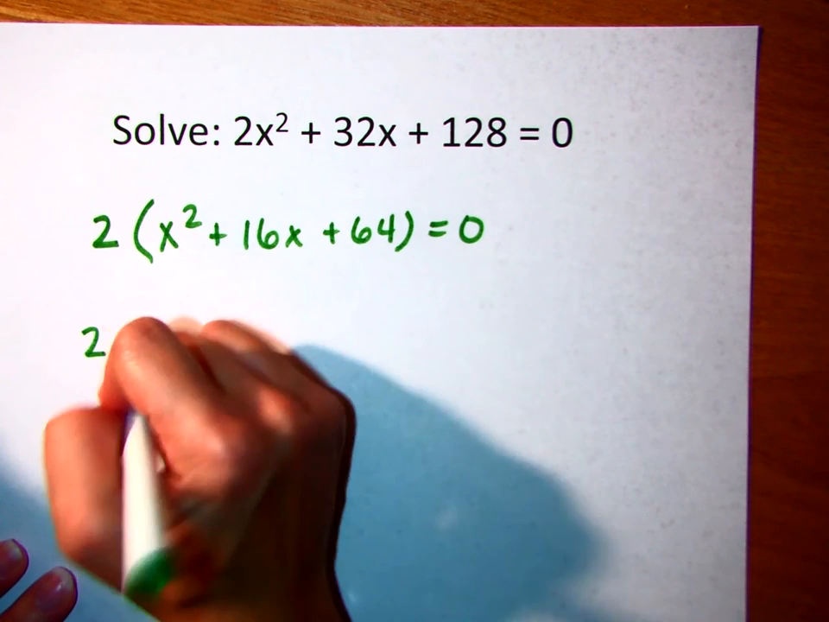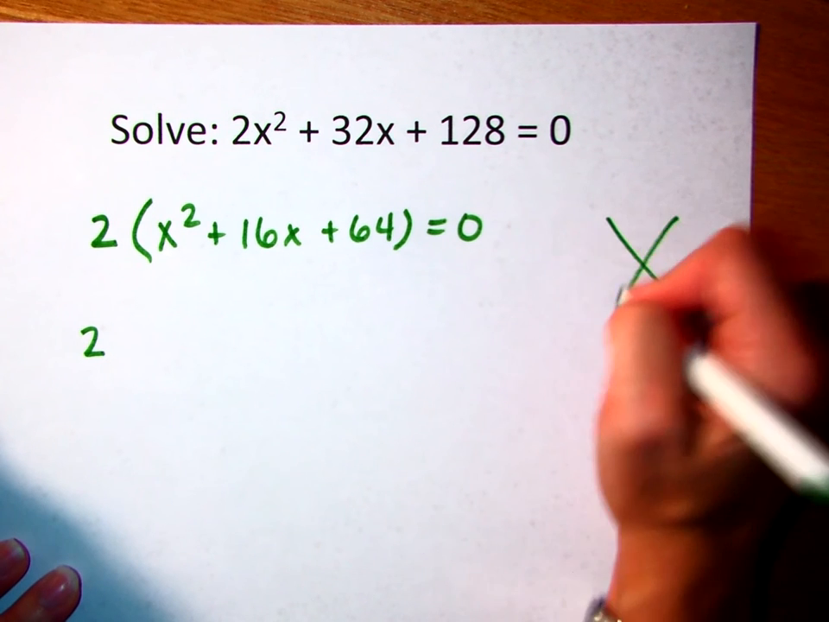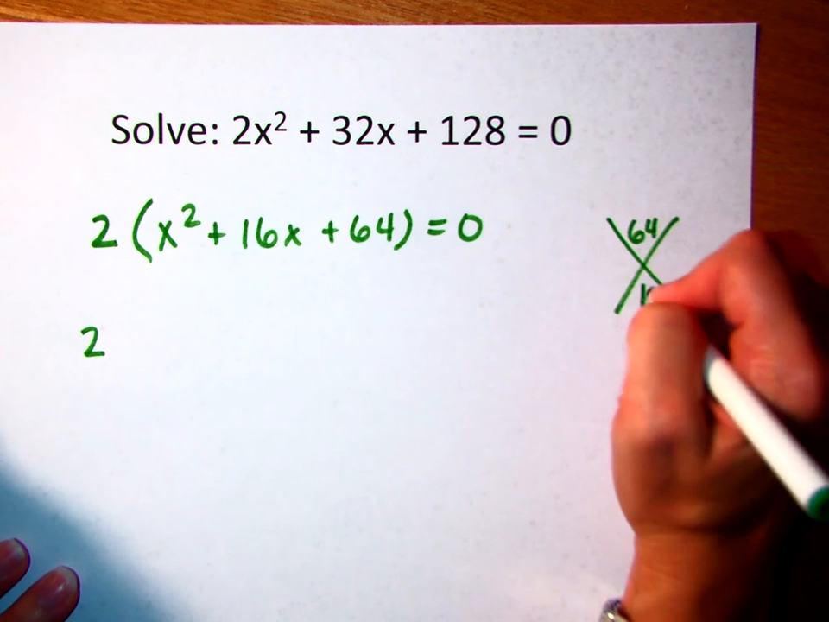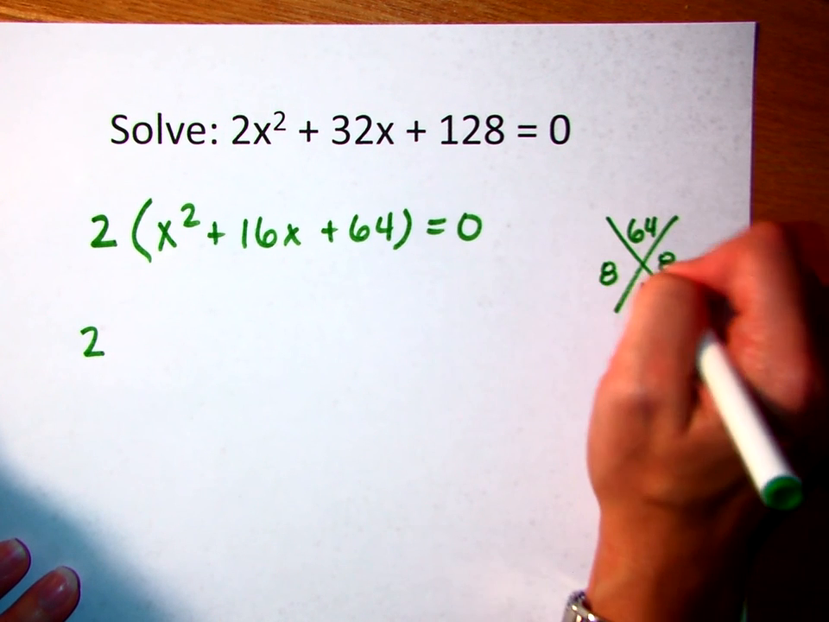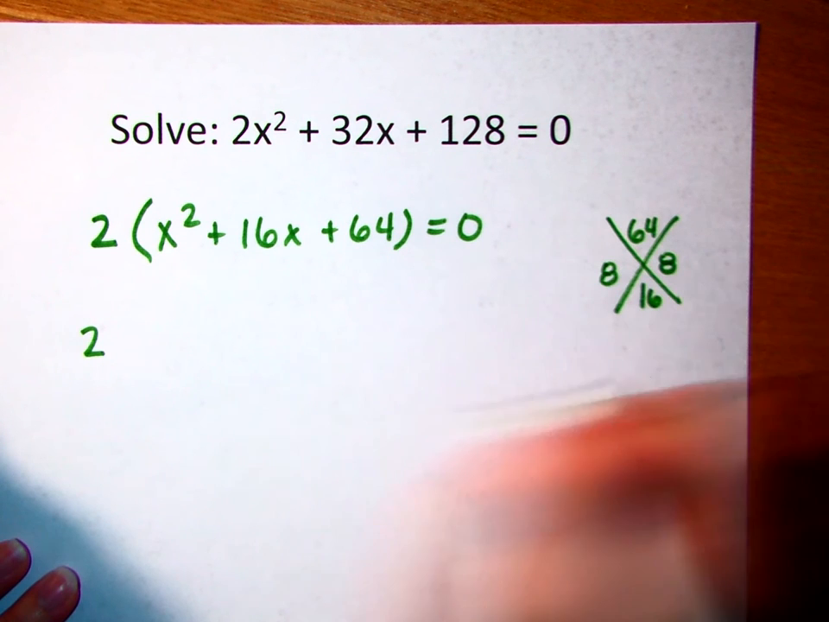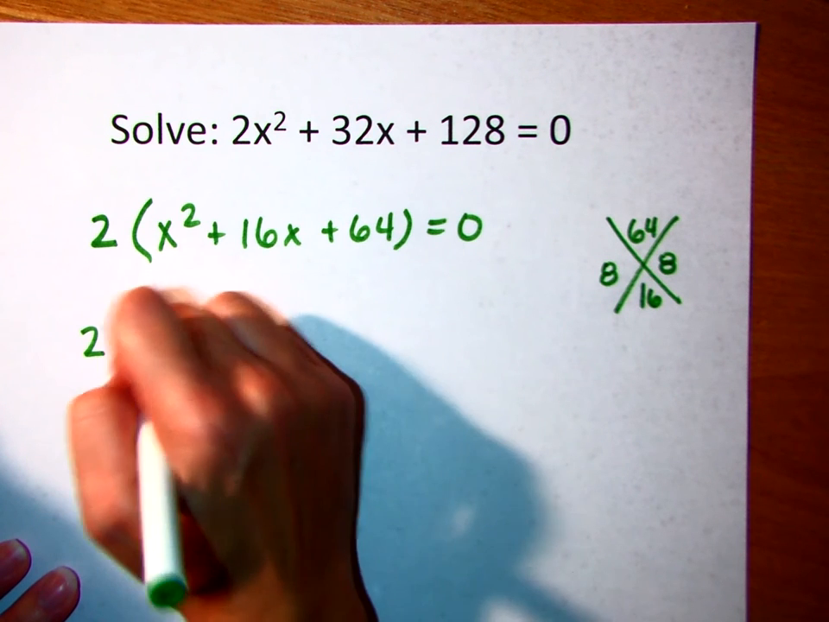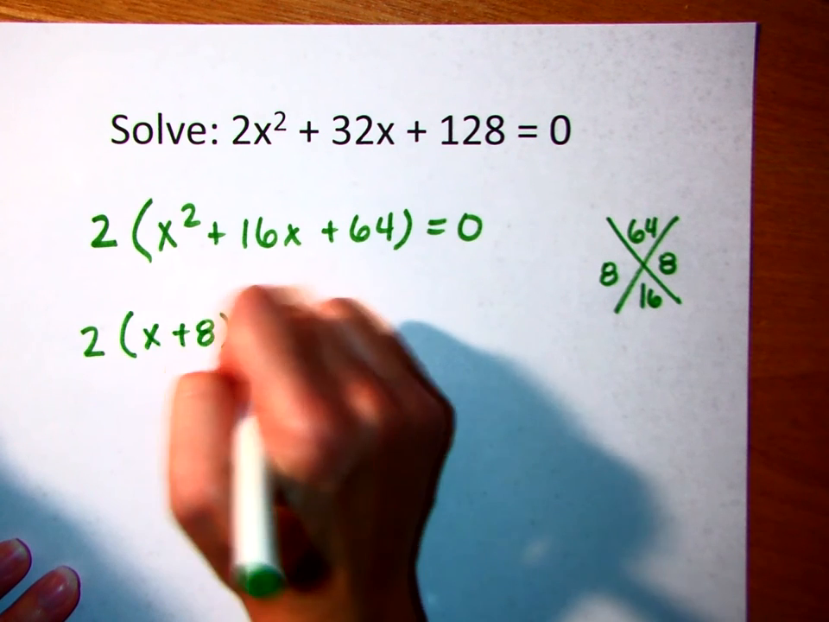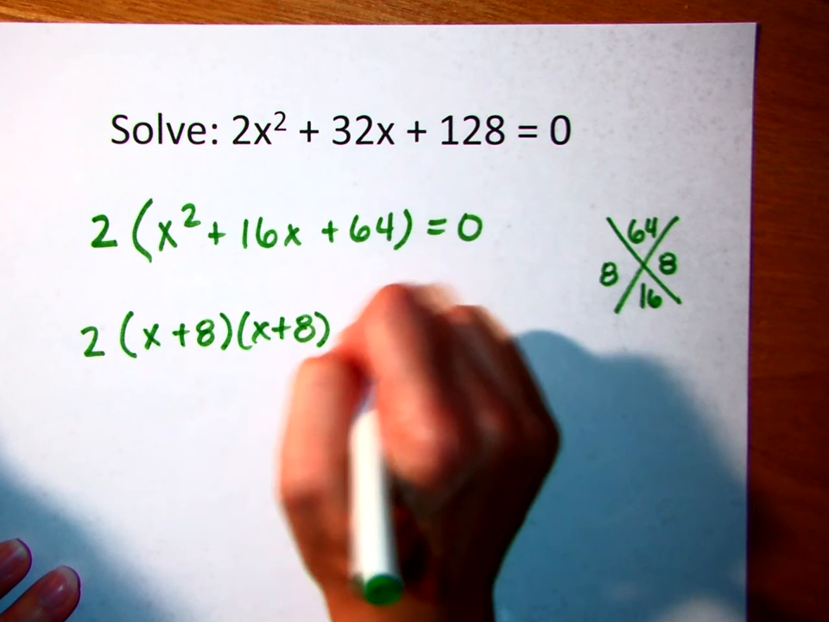We bring that GCF down, and we can do our factor x here. So this would be 64 and 16. And the two numbers would be 8 times 8 is 64, 8 plus 8 is 16. So then I would have x plus 8 times x plus 8 on the inside equals 0.